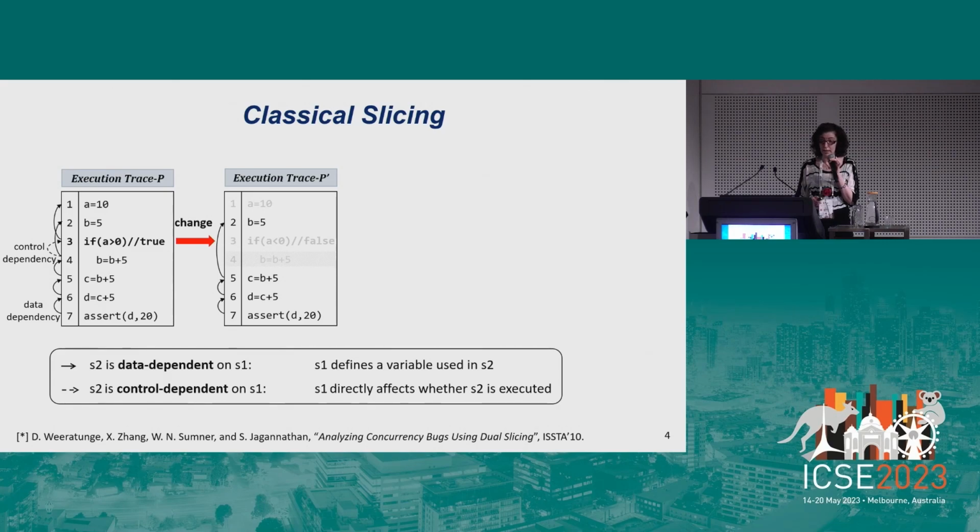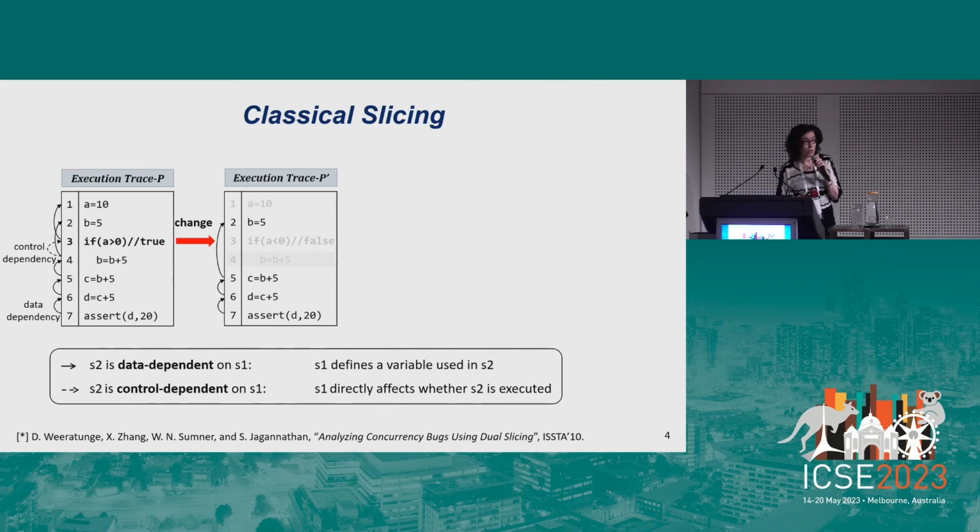Slicing is a technique. In this case, I'm talking about classical backward slicing. It's a technique that tracks dependencies backwards, control and data dependency, from the point of failure. And what I show on this slide are two separate slices for the old version of the program and the new version of the program.